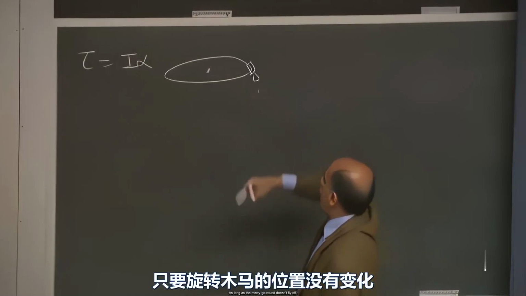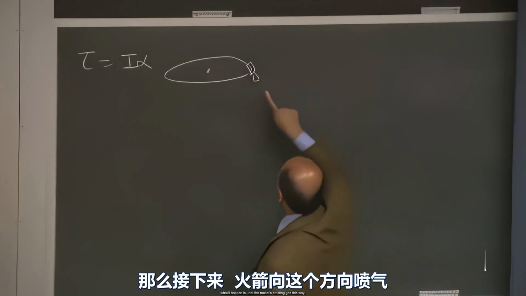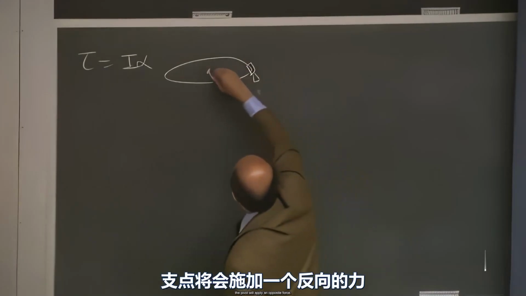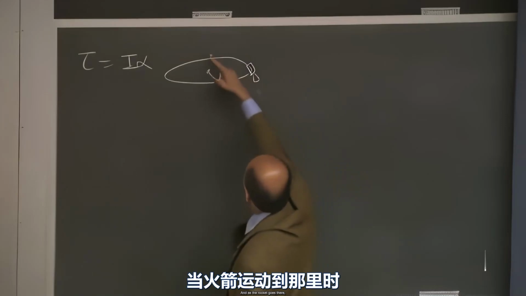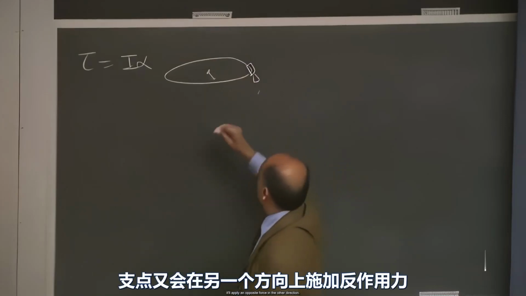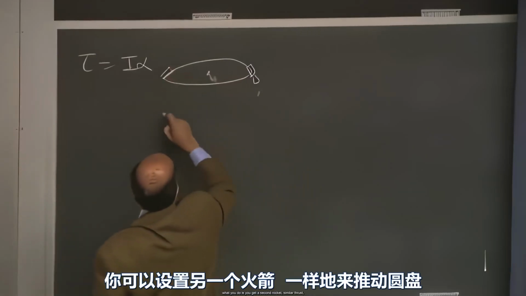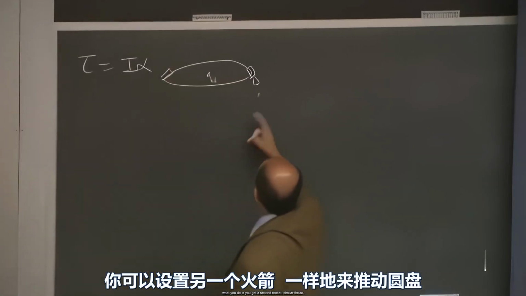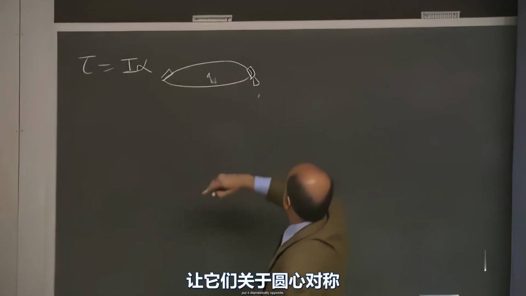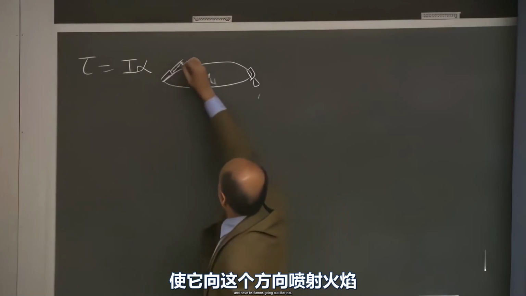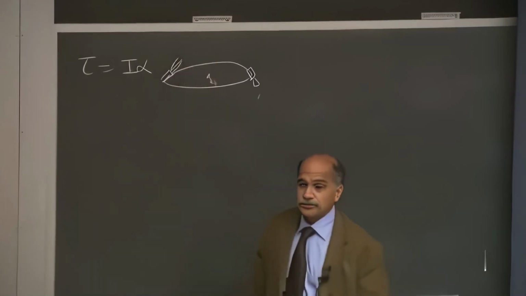As long as the merry-go-round doesn't fly off, what will happen is if the rocket's emitting gases this way and applying a force that way, the pivot will apply an opposite force. And as the rocket goes there, it'll apply an opposite force in the other direction. But to spare this pivot this unwanted agony, what you do is you get a second rocket, similar thrust, put it diametrically opposite, and have its flames going out like this.